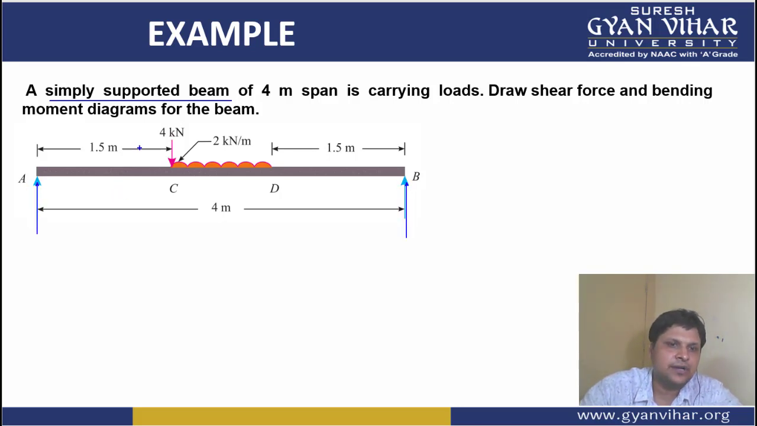Since all the loads which are acting are vertical and going downwards, the reactions at both supports A and B will be in the vertical direction upwards. Here the reaction will be RA, and here the reaction will be RB. Now how do we calculate them? Again, in the same manner, we are first going to use the conditions of equilibrium.